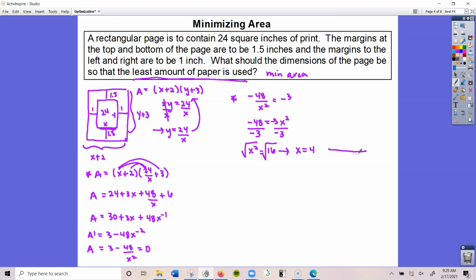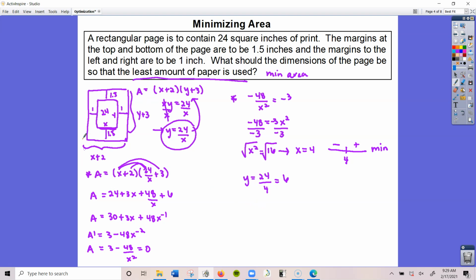So let's confirm that this is indeed a minimum. If I plug in, let's say, 1, I get 3 minus 48, which is a negative. And let's say if I plug in 5, I get 3 minus 48 over 25, which is a fraction, so positive. So this is indeed a minimum. So x is equal to 4, and we want to figure out the dimensions. So now I also need to figure out what y is equal to. y is equal to 24 divided by x, which is 4, so 6.